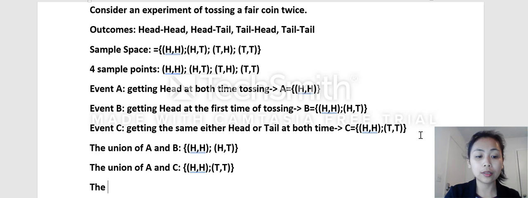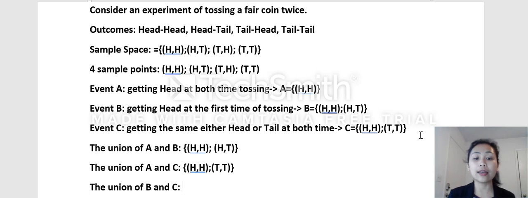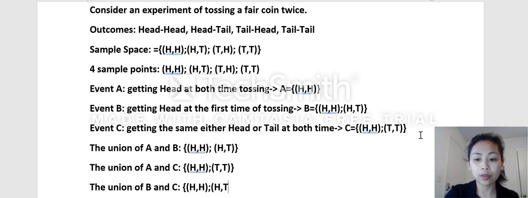And the union of B and C is an event of either getting head at the first time of tossing, or getting the same, either head or tail, at both times. So the union of B and C will be either a head-head, or head-tail, or tail-tail. You see that?